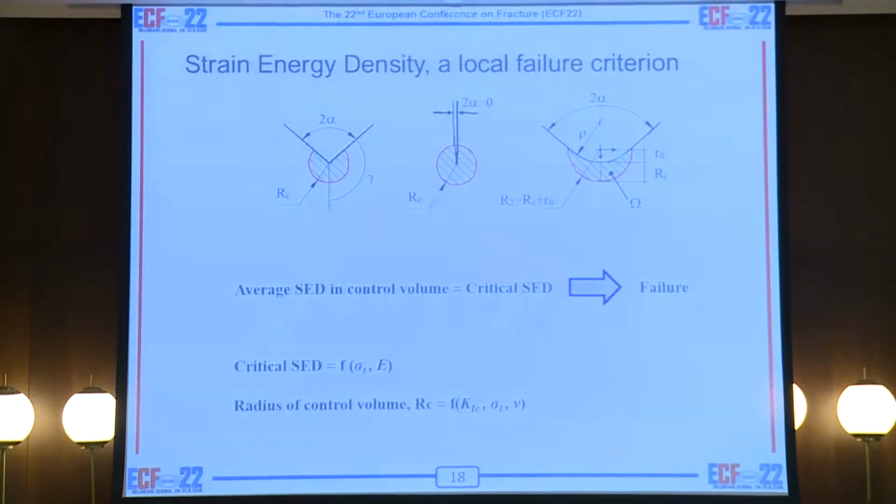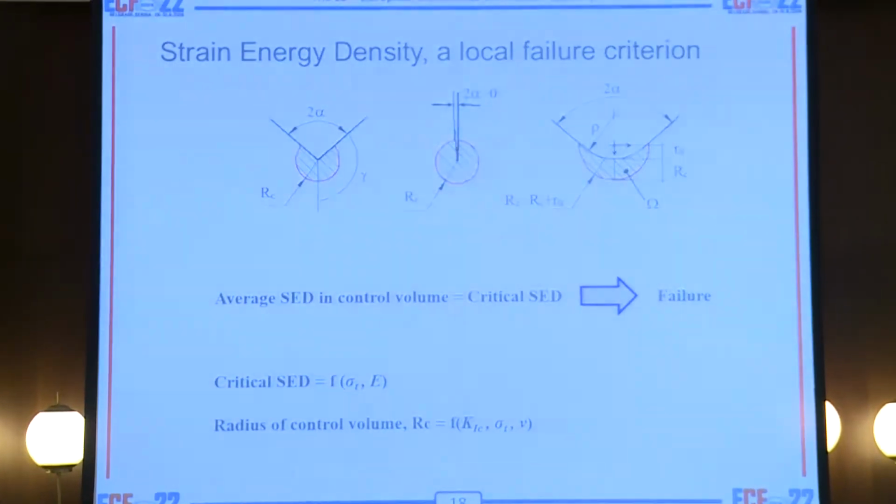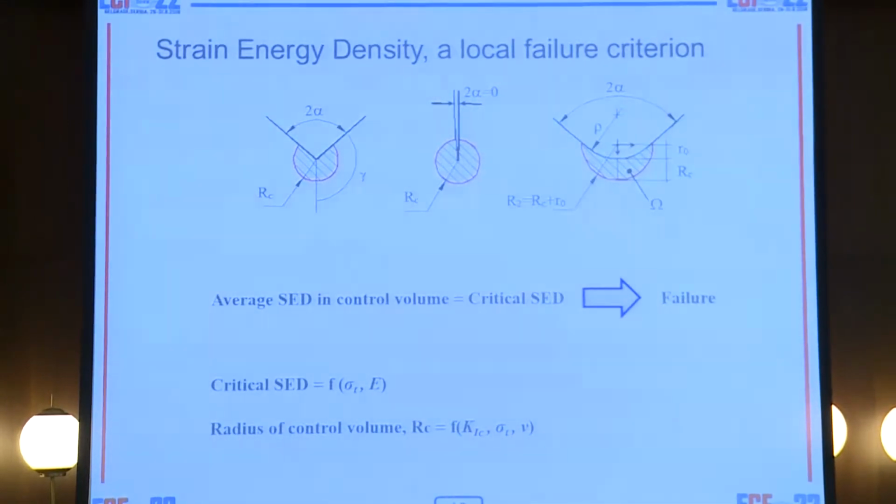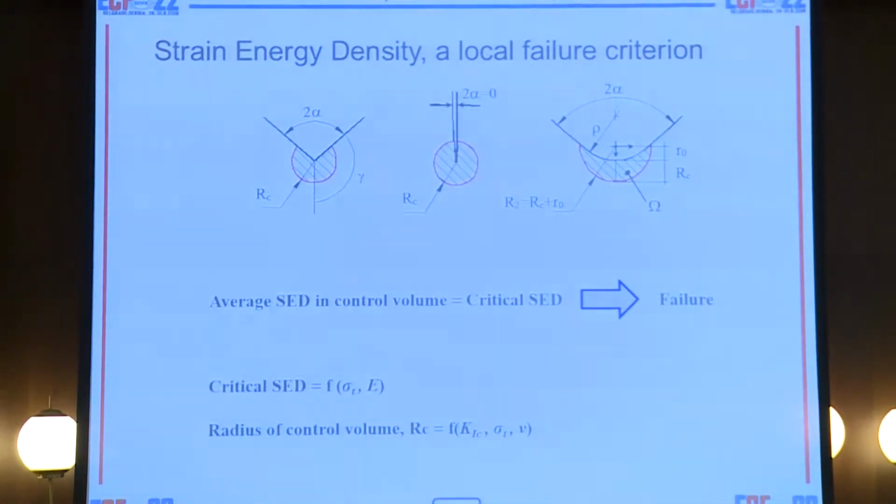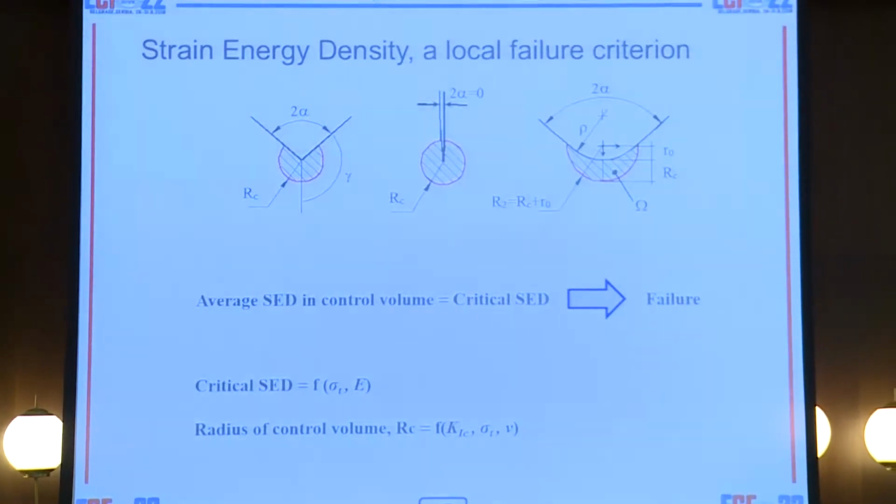But let's go back to the background. There is a method called SED, strain energy density, that was previously used for predicting the static behavior of the material. As you can see, this method considers the average value of SED as a parameter in a control volume around the notch tip or crack tip, and when this value reaches a critical value, the sample will fracture or fail. The radius of the control volume can be obtained from mechanical parameters of the material, and the critical SED can be obtained from ultimate strain and elastic measures. This has been done before.